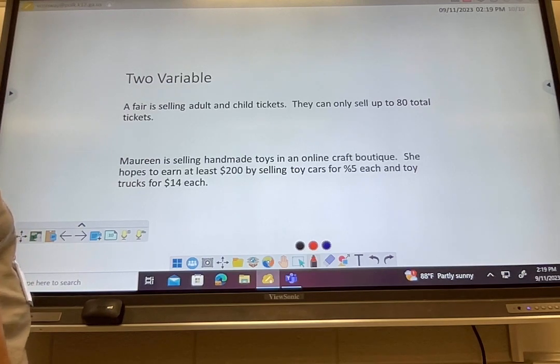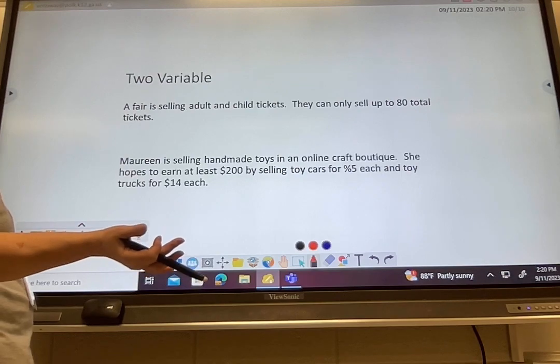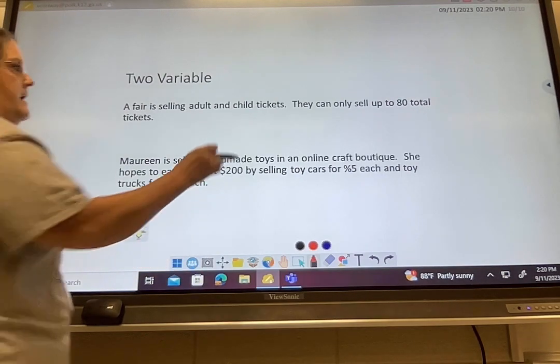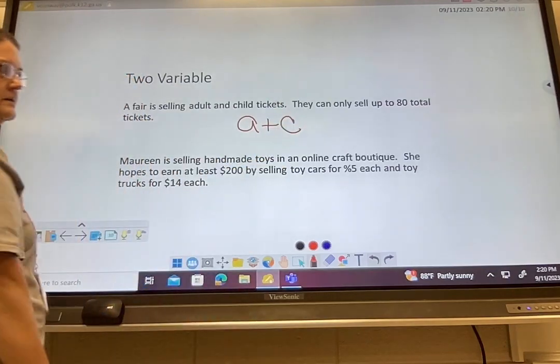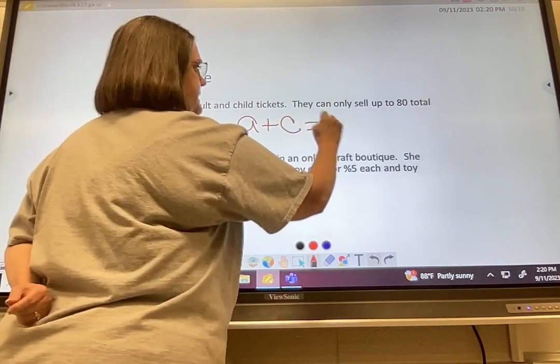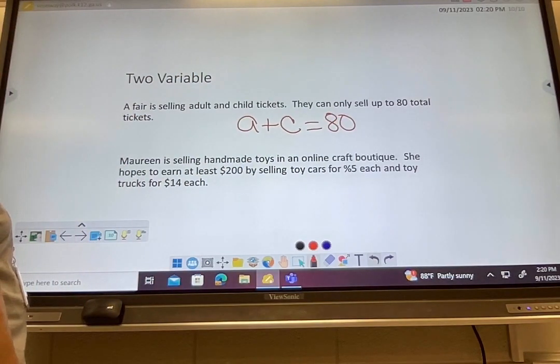A fair is selling adult and child tickets. They can only sell up to 80 total tickets. Now, we don't have an amount here, no money. We just know we have 80 total tickets. An adult plus children, or x plus y, is 80. So you can say A plus C or x plus y.